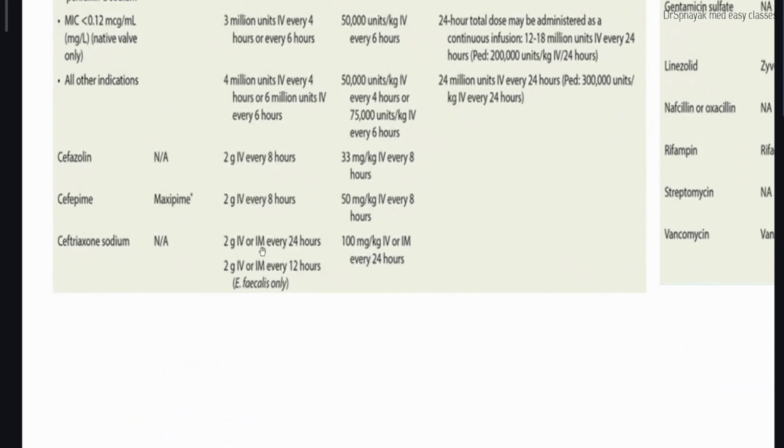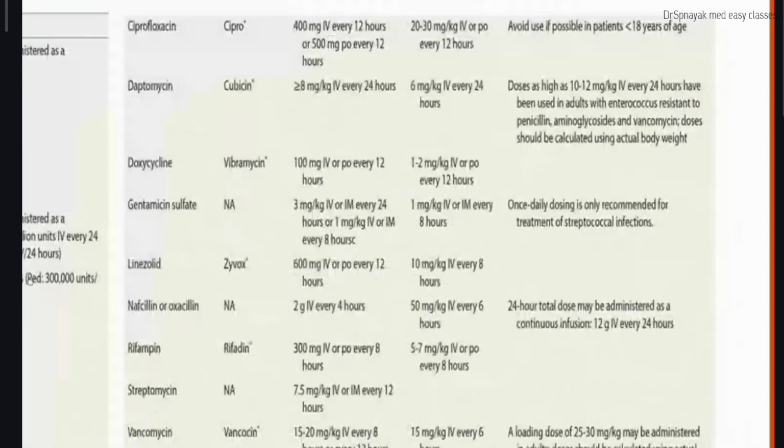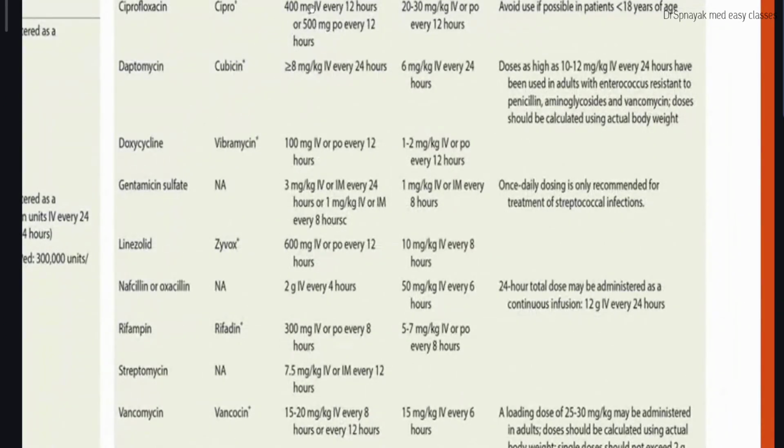Ceftriaxone sodium, 2 gram IV or IM every 24 hours, and pediatric dose is 100 mg per kg IV or IM every 24 hours. Other agents are ciprofloxacin, 400 mg IV every 12 hours or 500 mg per oral every 12 hours, and pediatric dose is 20 to 30 mg per kg IV or per oral every 12 hours. Daptomycin, more than or equal to 8 mg per kg IV every 24 hours, and pediatric dose is 6 mg per kg IV every 24 hours. Doxycycline, 100 mg IV or per oral every 12 hours, and pediatric dose is 1 to 2 mg per kg IV or per oral every 12 hours.